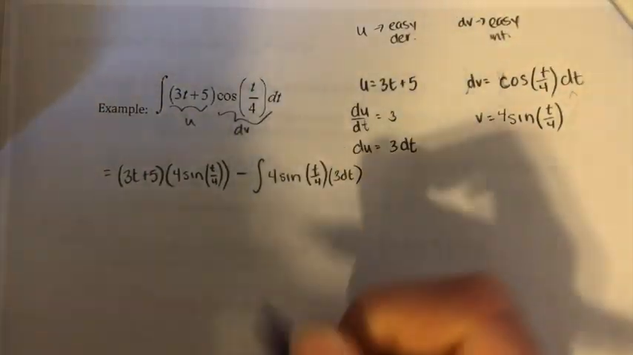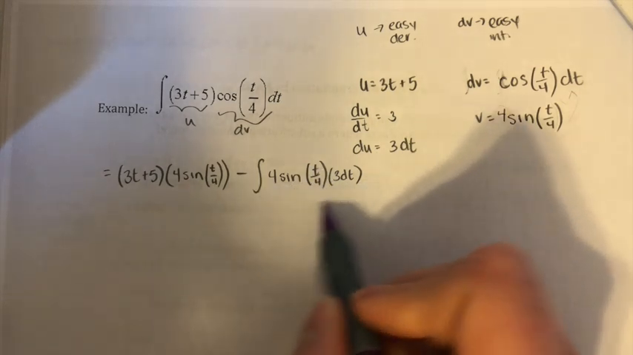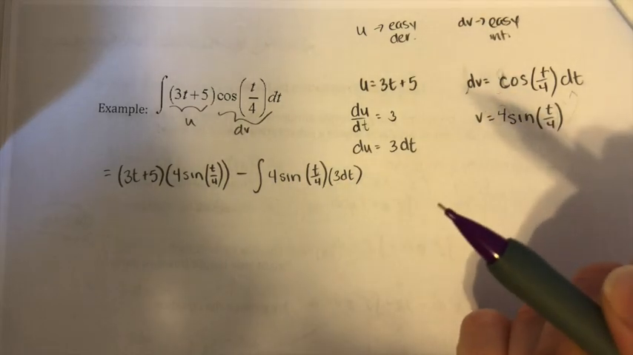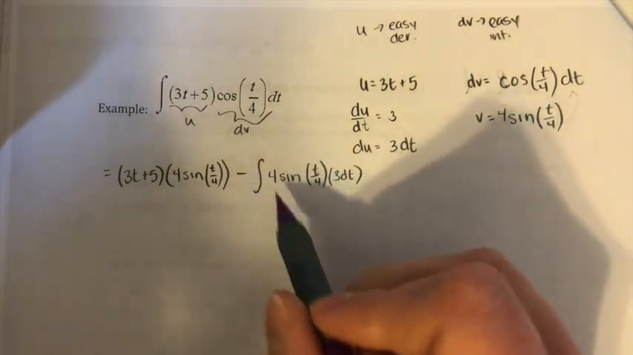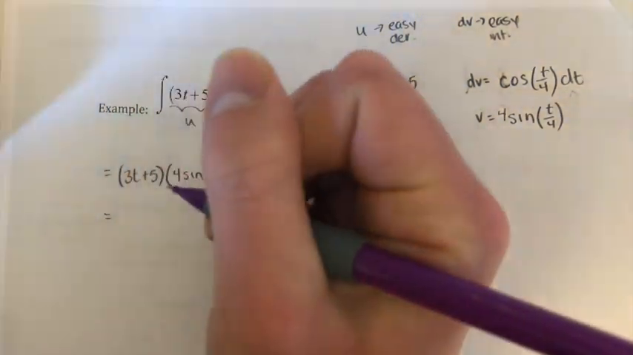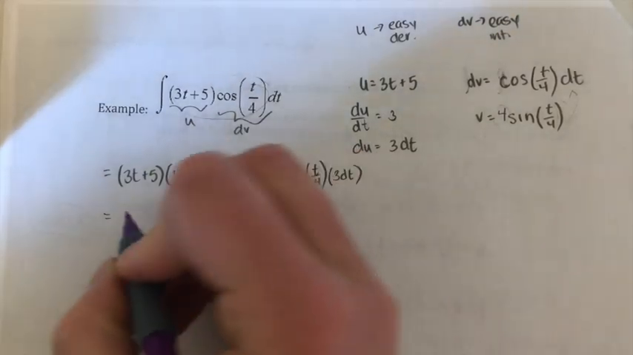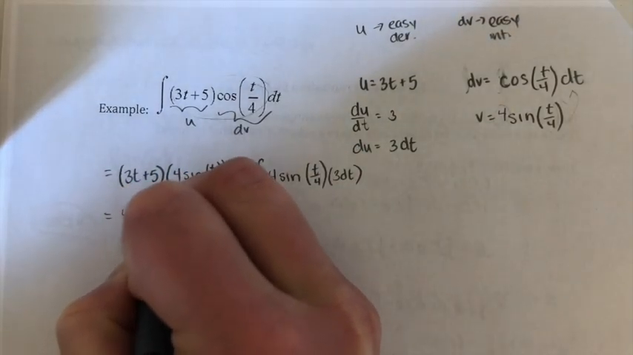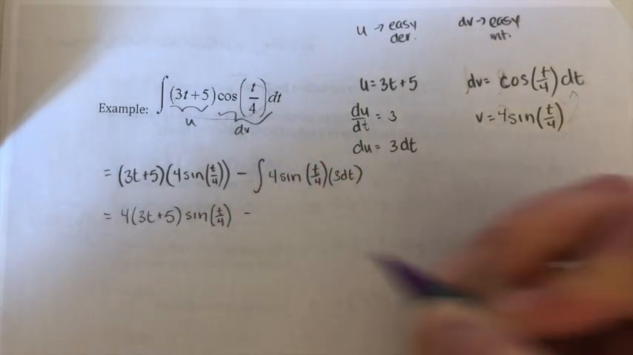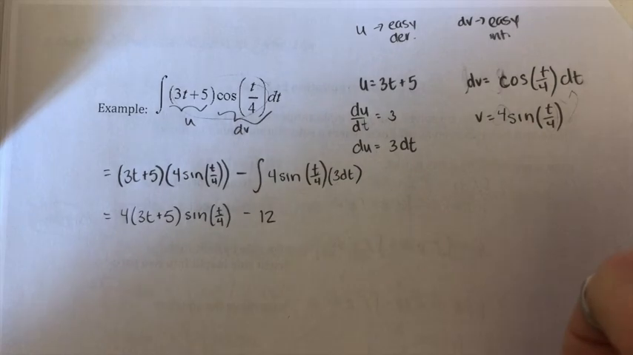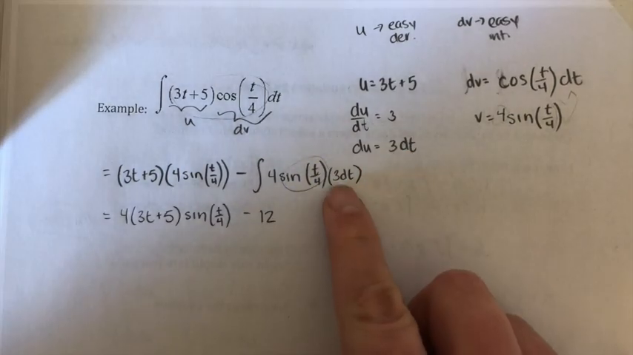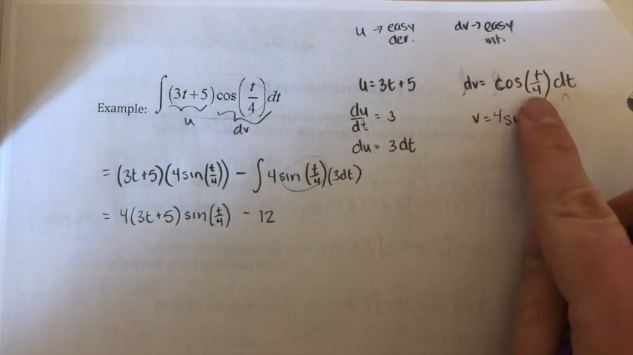Okay, so now see how all we've got on this integral that we actually still need to do the integration for is just a sine. The 3 and the 4 is just a constant that we can pull out, and this is an easy enough integral as opposed to something like this. Okay, so all of this, I'm going to write it as 4 times 3t plus 5 times sine of t over 4 minus, I'm going to pull the 12 out, and then we're just doing the integral of sine of t over 4 dt, which is really similar to what we've already done, right?